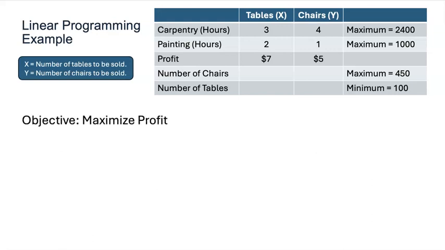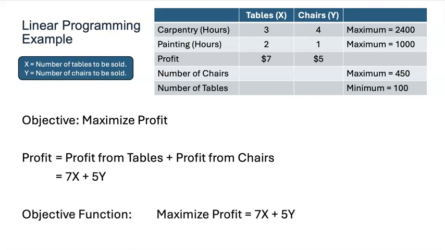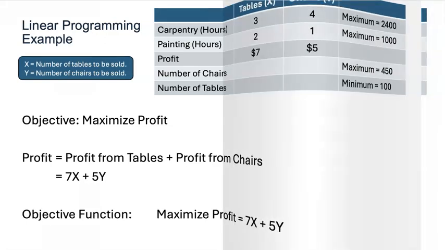So we now put it together. Objective is to maximize profit, and the total profit is the profit from tables plus the profit from chairs. So that's 7X plus 5Y. So the objective function is maximize profit, where profit is equal to 7X plus 5Y. 7 times the number of tables sold plus 5 times the number of chairs sold. Alright, so we are off and running.